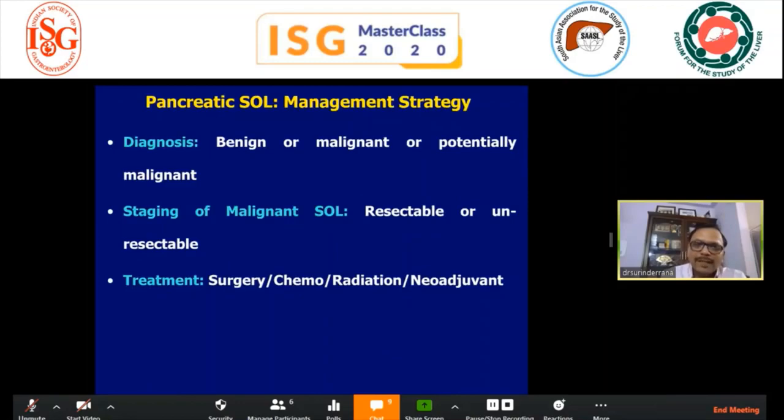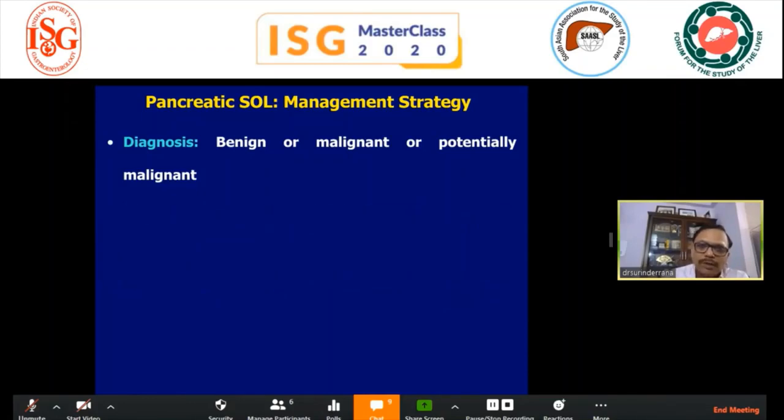So when we look at a management strategy for a pancreatic SOL, it basically involves 3 steps. The first step is to establish a diagnosis, whether the lesion is benign or malignant or a potentially malignant lesion. Once we have done that, the second step is staging of a malignant space occupying lesion, whether it's resectable or unresectable. And once we have decided that, we go on finally on to treatment, which can be either surgery, chemo, radiation, or neoadjuvant. In this talk, for the lack of time, I'm only going to talk about the diagnostic approach of differentiating between benign, malignant, and potentially malignant lesion.